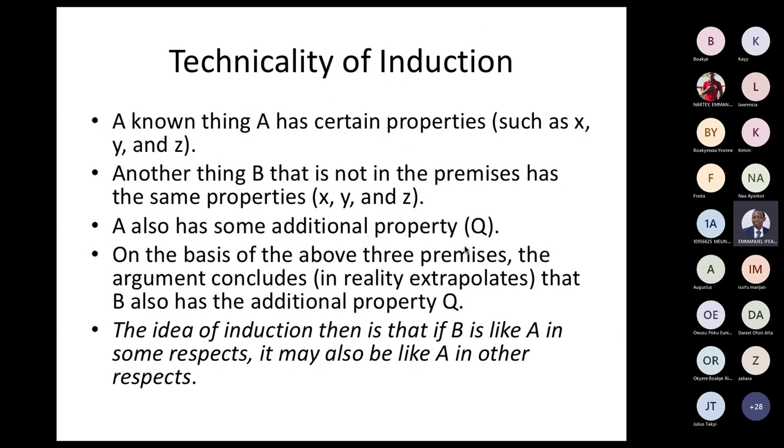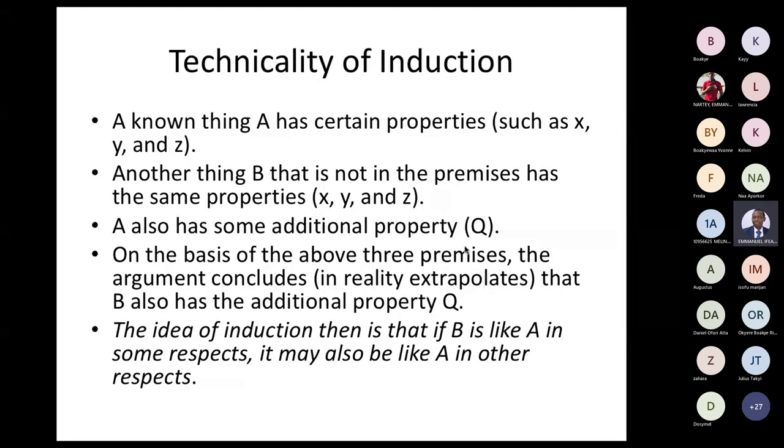Now let's look at the technicality of induction. A known thing A has certain properties such as X, Y, and Z. Another thing B that is not in the premises has the same properties, X, Y, and Z. So A has X, Y, and Z, B has X, Y, and Z.